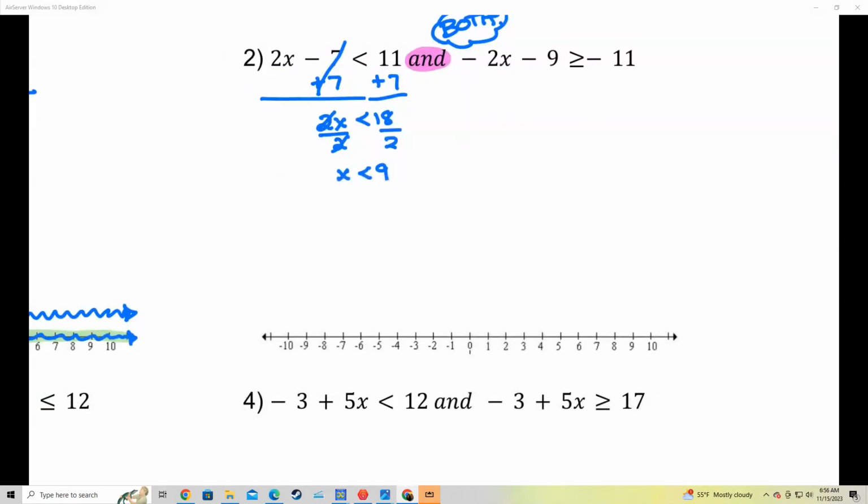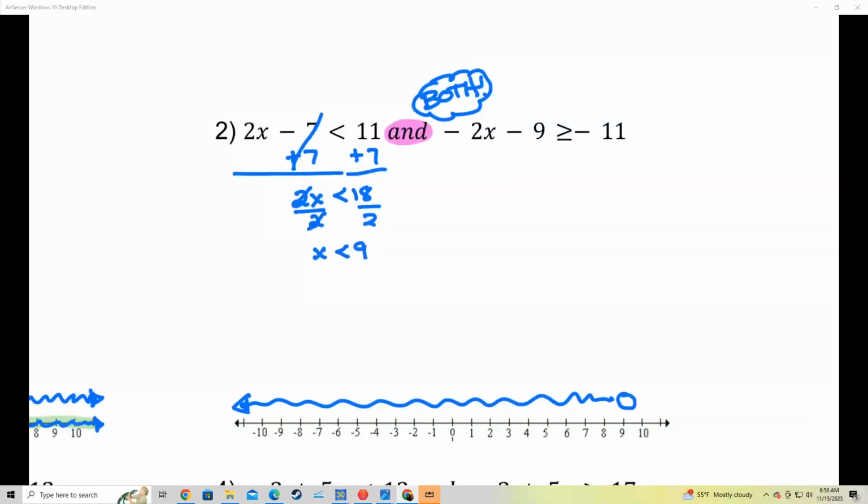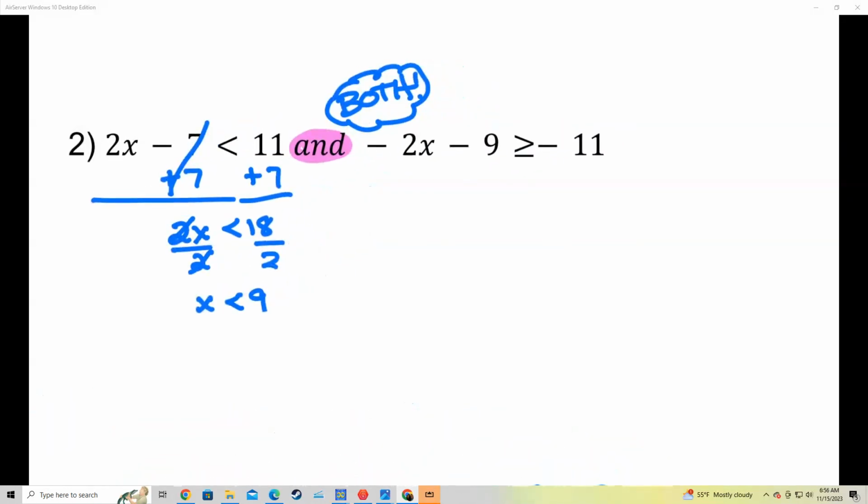Let's see. Here's 9. I'm going to circle it. I'm not going to shade it. And it's going to go to the left. The other one, I'm going to go ahead. Ooh, be careful with this one. We're going to add 9 to both sides.